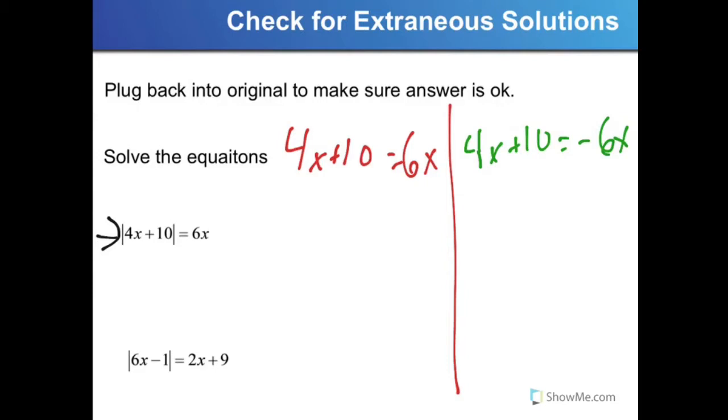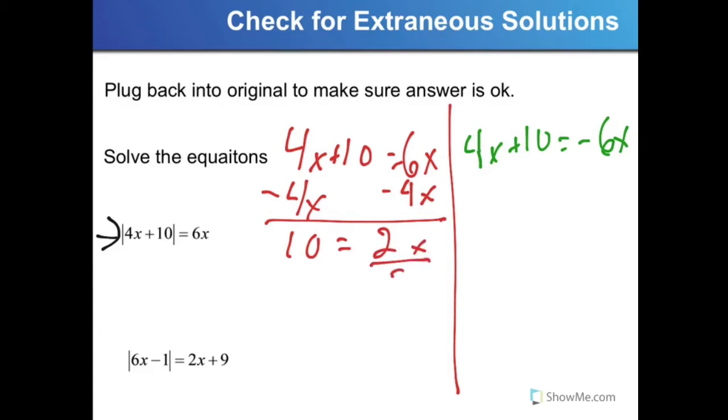I'm going to move my 4x over to the other side, so I want to subtract 4x from both sides, and then I get 10 equals 2x. And now I divide by the coefficient, and I get 5 equals x. Oh, that looks nice. And now I'm going to do the negative one.